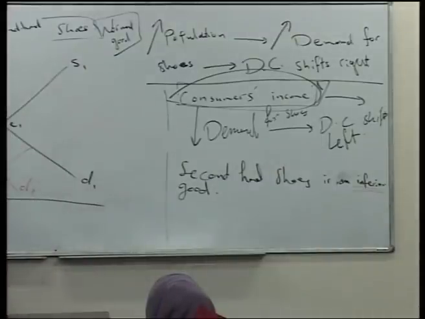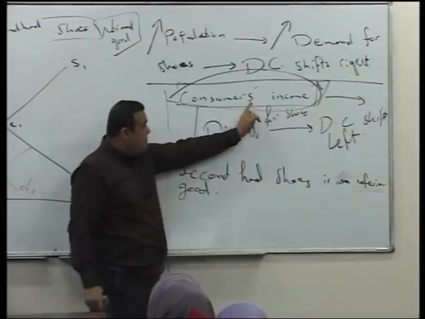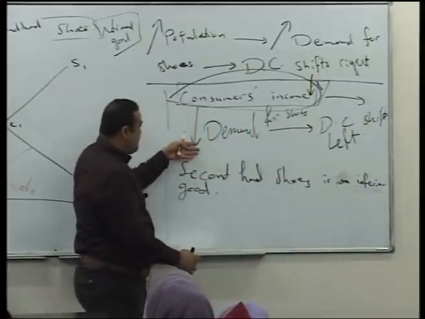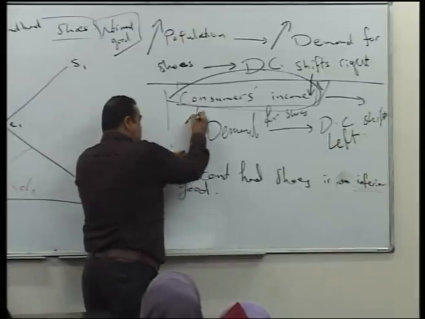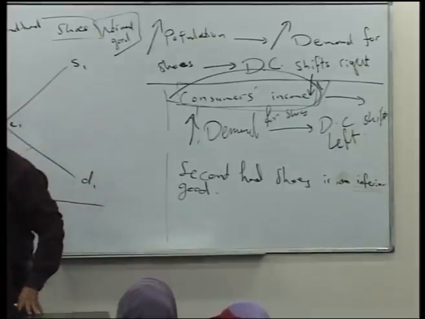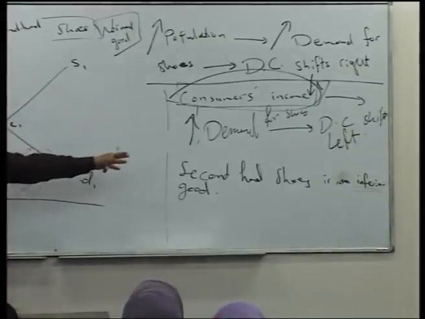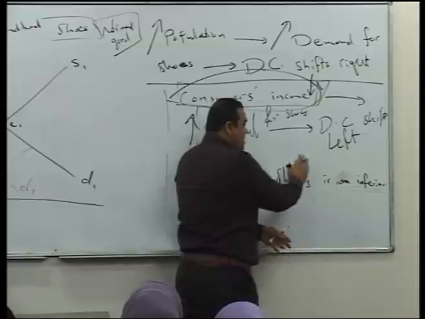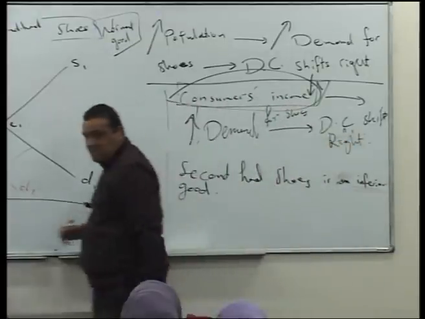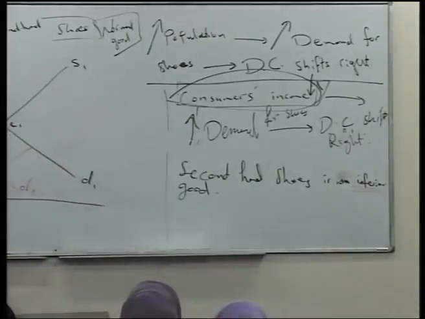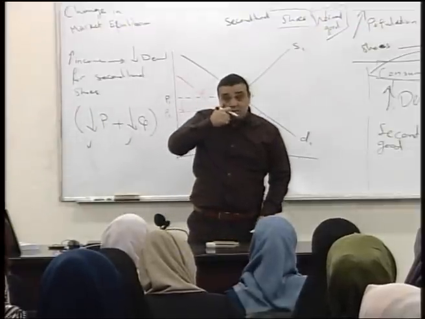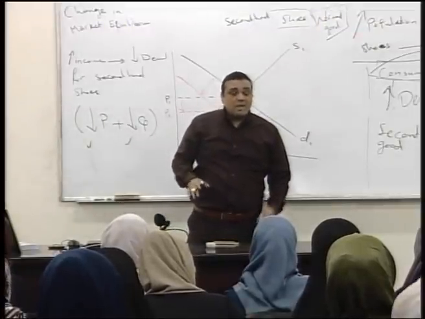What will happen if the consumer's income decreases in this case? The demand for second-hand shoes goes up because there's a negative relationship between the consumer's income and the demand for second-hand shoes. The demand curve shifts right. The opposite case: demand will shift right, so the price goes up, the equilibrium quantity goes up as well. Okay? Tamam?